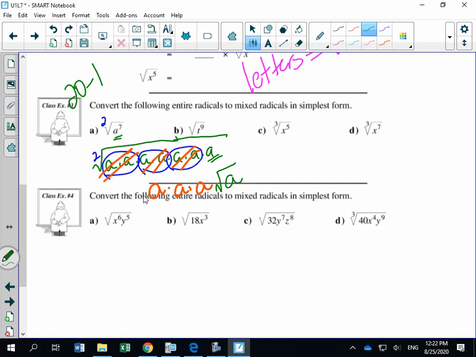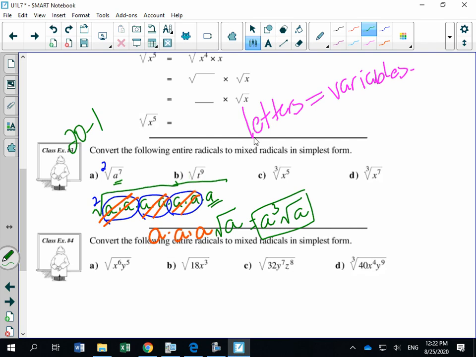Now, what is A times A times A? It is not 3A, you guys. It's not 3A. A times A times A is A cubed times root A. Okay, I'm going to do D with you, and then I want you to try B and C. So if I did D, how would I do this?